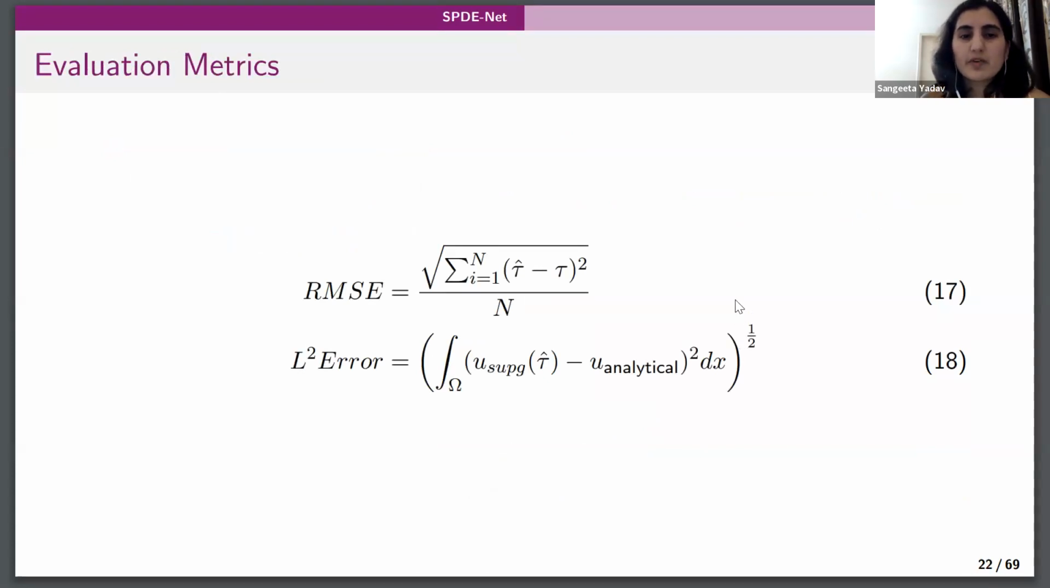For these experiments, we will be using two kinds of evaluation metrics. The first one is the RMSE error between tau hat and tau, and the second is the L2 error between the SUPG solution from the predicted tau hat and the analytical solution U.